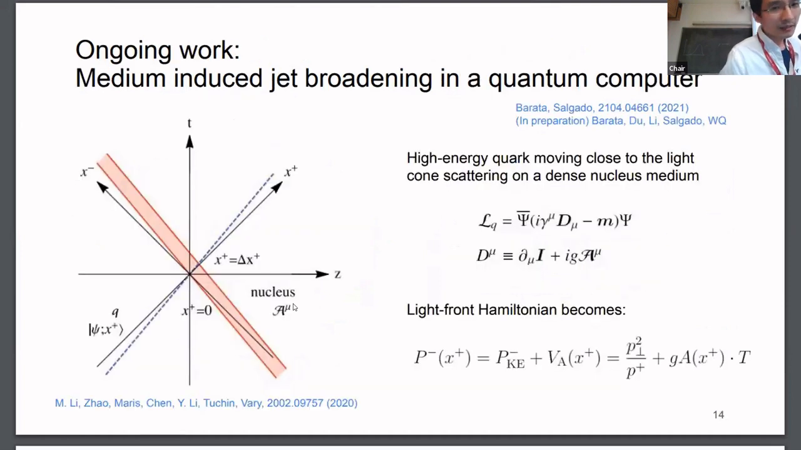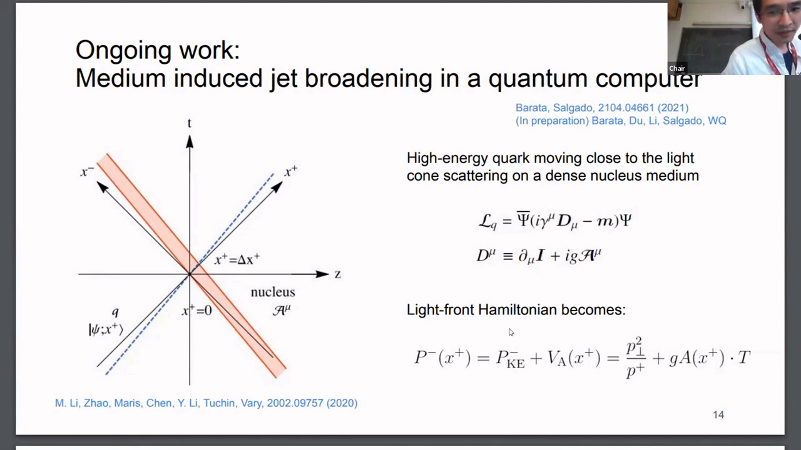And now, in the last part of my talk, I'll focus on our work, which is medium-induced jet broadening in a quantum computer. It follows a previous paper done by Barata and Salgado. And I'm working with my collaborators, Barata, Xiaojian Du, and Meijian Li. And this picture you already saw from Meijian's talk, and also this work. So we are considering a high-energy quark moving close to the light cone, scattering on a dense nuclear medium, as you can see here.